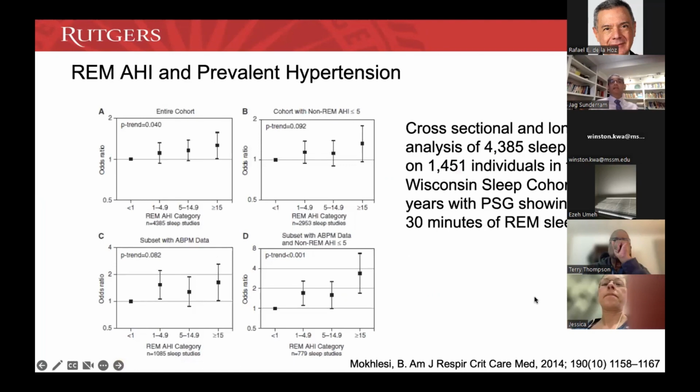When you look at the data that is available for REM-AHI and prevalent hypertension, there is suggestion that this is actually an association, because when you look at data from, again, the Wisconsin sleep cohort of over 4,000 sleep studies from about 1,400 participants, and this is 24 years of follow-up, you see that the odds increases as the REM-AHI increases. And this is specifically, if you look at not only the entire cohort, but if you just look at REM-AHI of greater than 5, of increasing REM-AHI, while the non-REM-AHI was less than 5, this was very significant, especially in those where they had some ambulatory blood pressure data. So it seemed to suggest that REM-AHI by itself has a specific risk for hypertension or the development of hypertension.